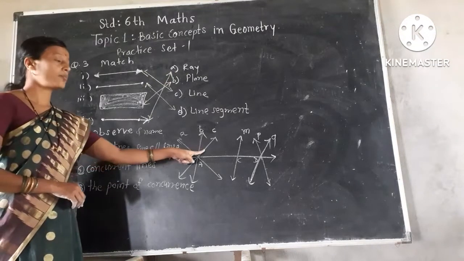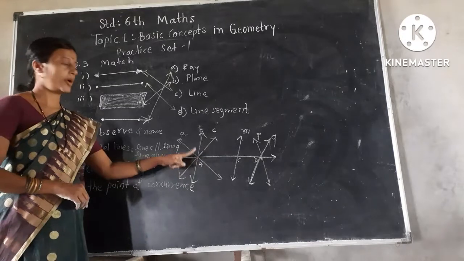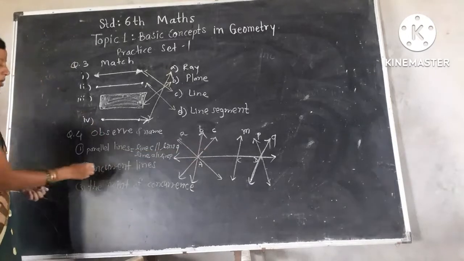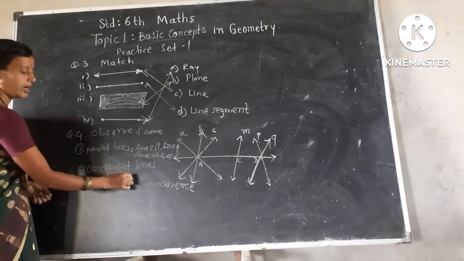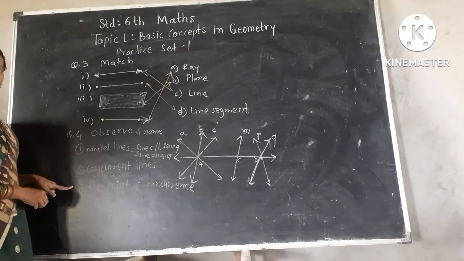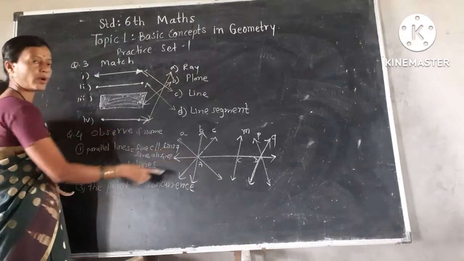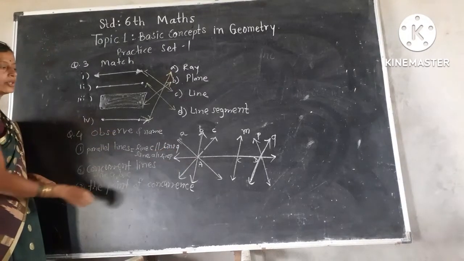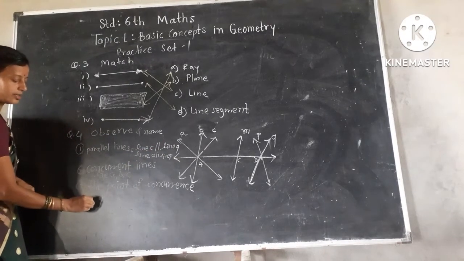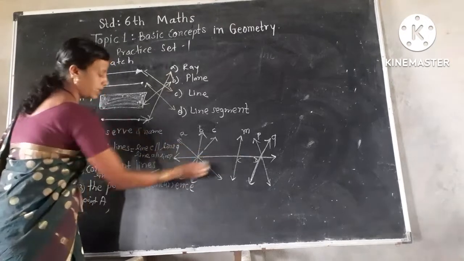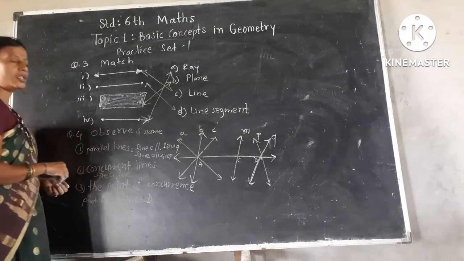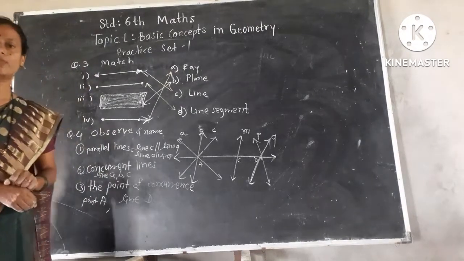Concurrent lines means 3 or more lines passing through a single point. So here line A, line B, line C are concurrent lines. And the point of concurrence is a point through which 3 or more lines pass. The point is called a point of concurrence. So point A is a point of concurrence. Point D is also a point of concurrence. In this way, we can solve practice set 1.